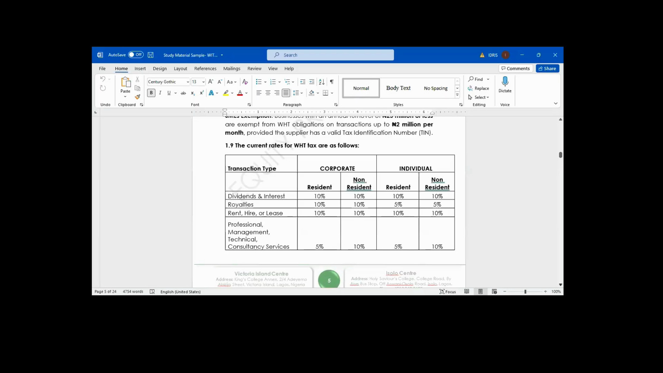Now, if somebody comes and renders a service to my company, are we supposed to deduct withholding tax if we are paying the person? Yes, you're supposed to deduct withholding tax.